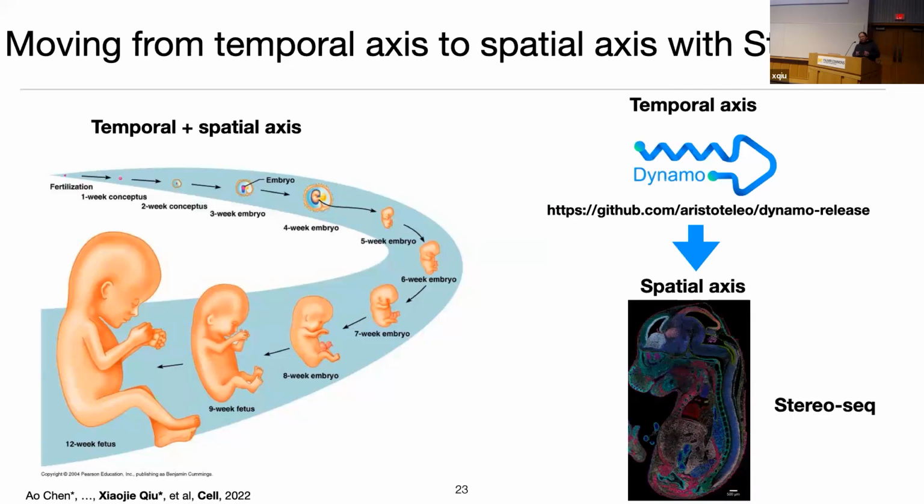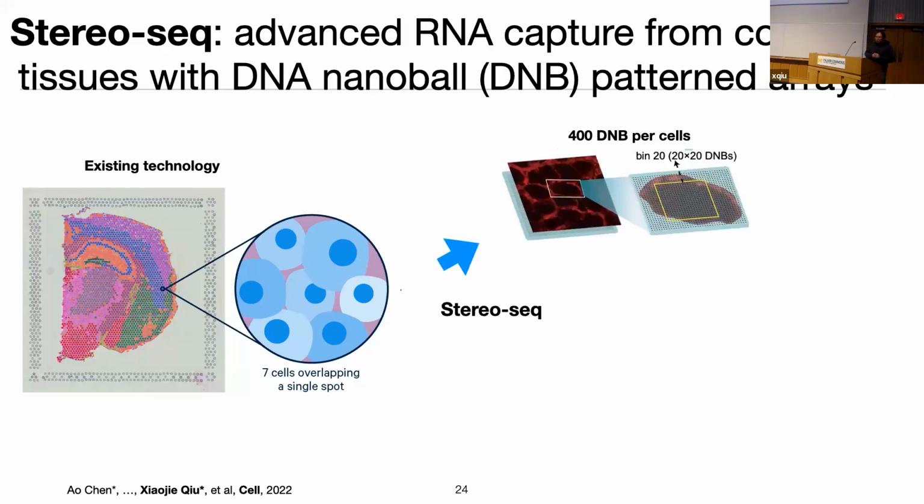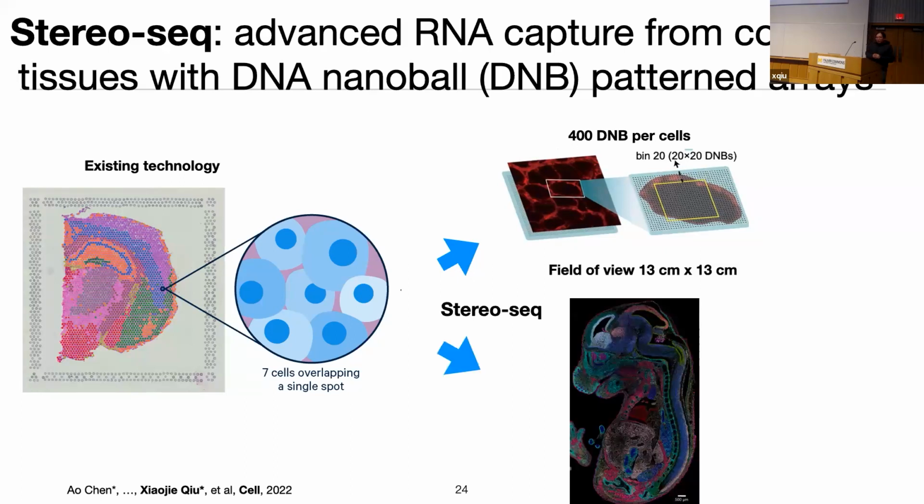For this, I figured out we can use Stereo-seq for spatial transcriptomics modeling. Compared to existing techniques like 10x Visium, which doesn't have single cell resolution because the beads they're using are very large, right? And also the gaps between the beads are big as well. So this prohibits us from obtaining single cell resolution. Stereo-seq, on the other hand, uses a sequencing chip, so it can, in principle, capture up to 400 DNA nanoballs within individual cells. So this gives us subcellular spatial resolution. More importantly, Stereo-seq has a large field of view, so we can easily capture an entire mouse embryo with a single chip, and it can even extend to a 13 centimeter by 13 centimeter field of view.